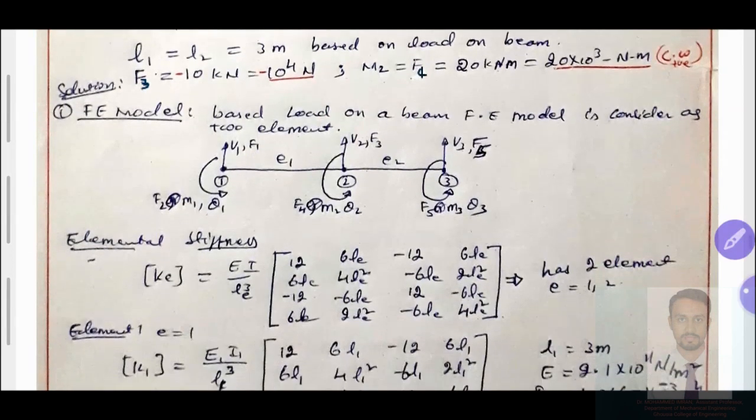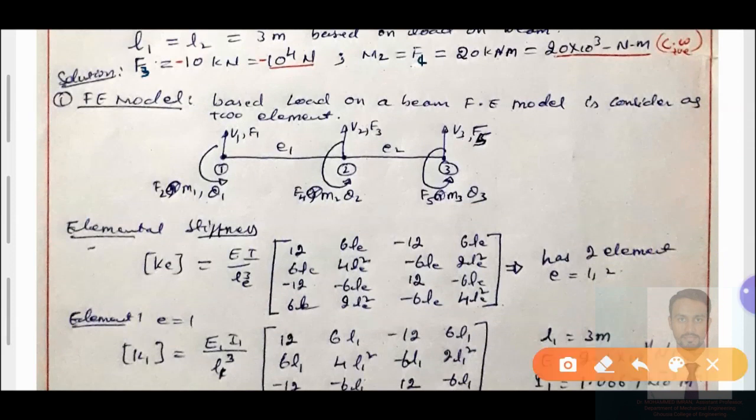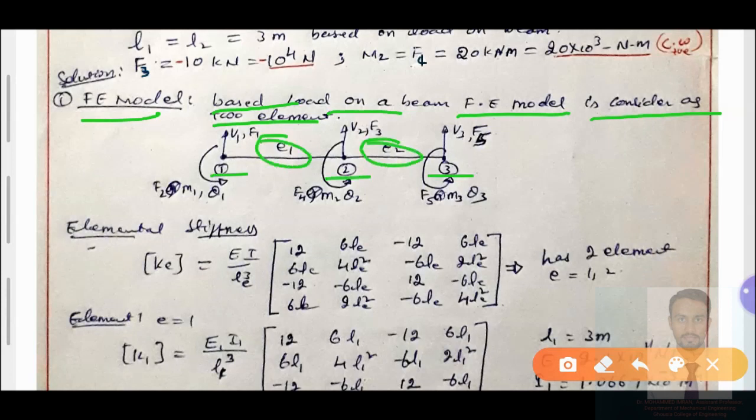Right? So as usual I have drawn the FE model and explained the given problem. Same FE model. What is the first step of FEM? The FE model based on the load on a beam. The FE model is considered as 2 elements with 3 nodes, node number 1, node number 2 and node number 3, with elements E1 and E2.